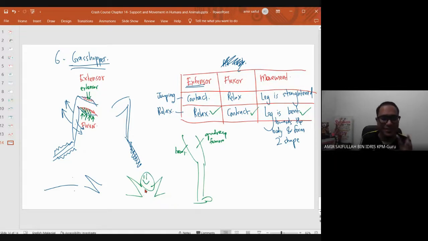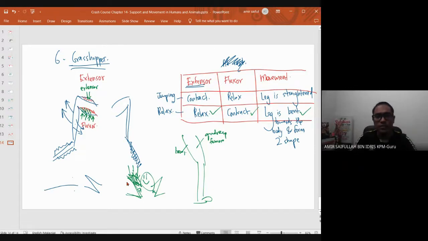Okay, just imagine this is a grasshopper. So this is the leg of the grasshopper. Because inside here the flexor contracts, that's why the leg is bent towards the body and forms a Z shape. Okay, and when the insect wants to jump, the extensor will contract. The extensor will contract and cause the leg to become straightened.